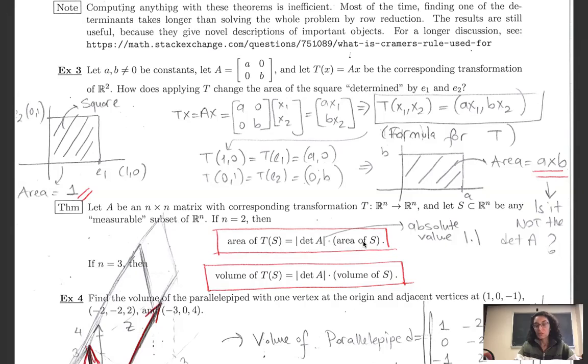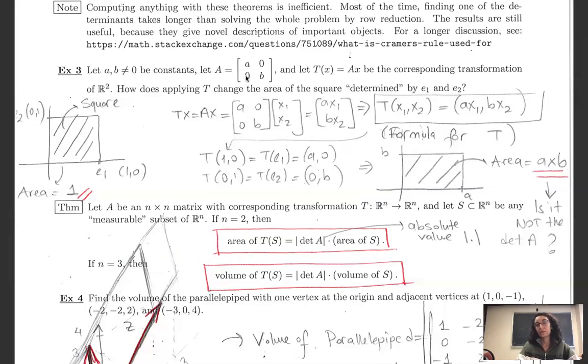So actually, if you look at this example, this is the area of the original region S. Area of S is 1, and the area of T(S) is a times b. So a times b equals 1 times what? A times b, right? So here, what's the determinant of this matrix? A times b. So as you see, this determinant is coming in as a factor, as a scalar.